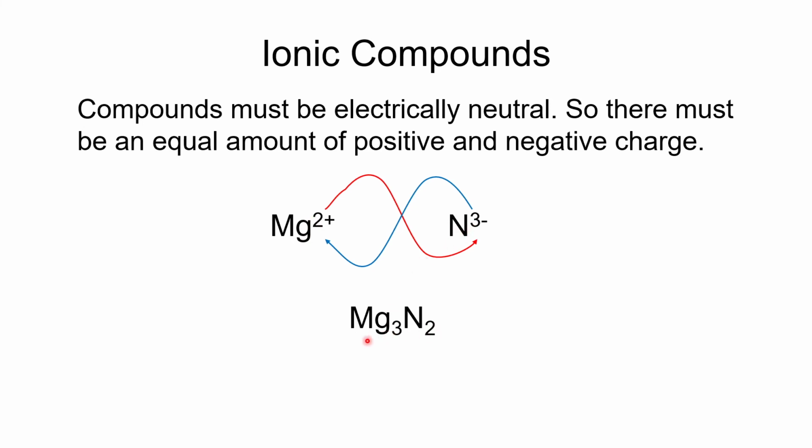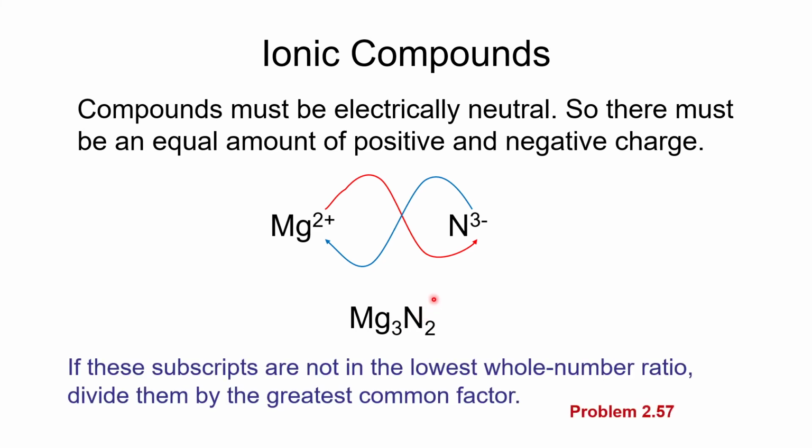Now, sometimes if you're trying to get the empirical formula, when you cross these things over, you may get it so that this is not the lowest whole number ratio. And if it's not the lowest whole number ratio, you are going to need to divide by the greatest common factor.